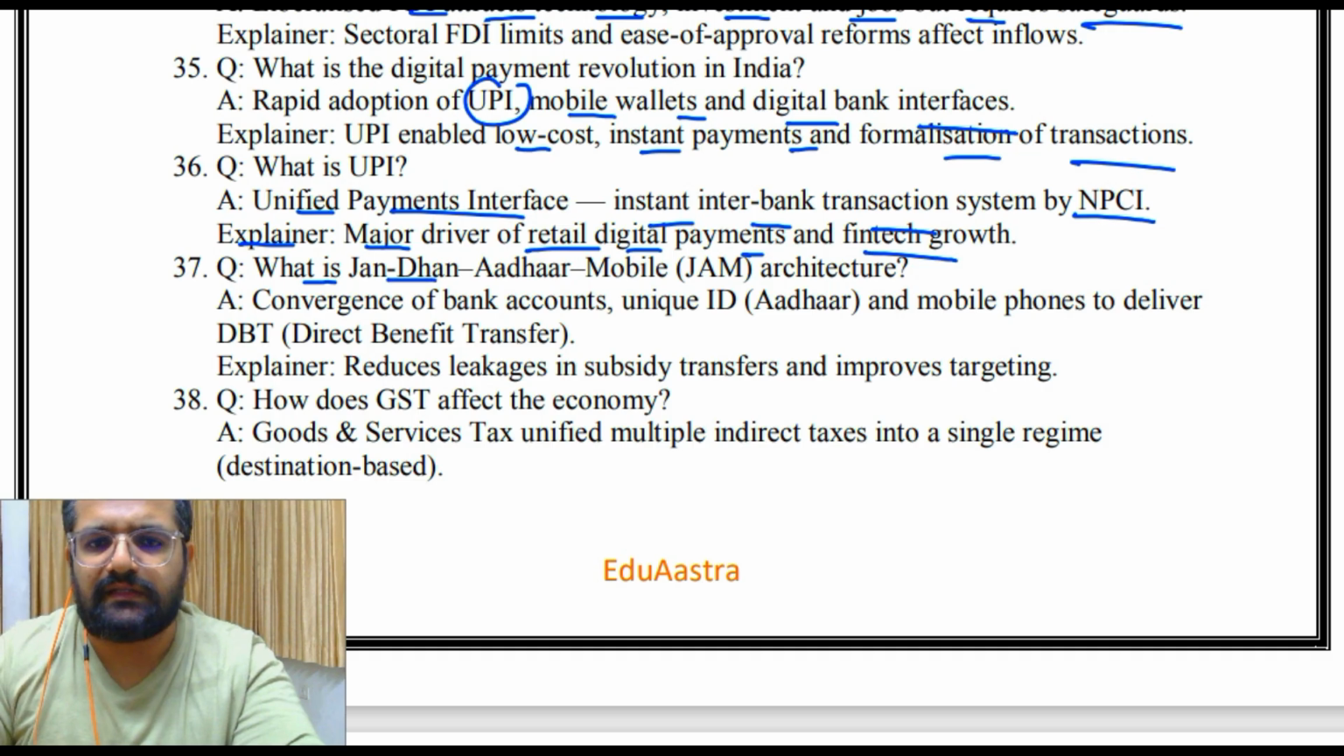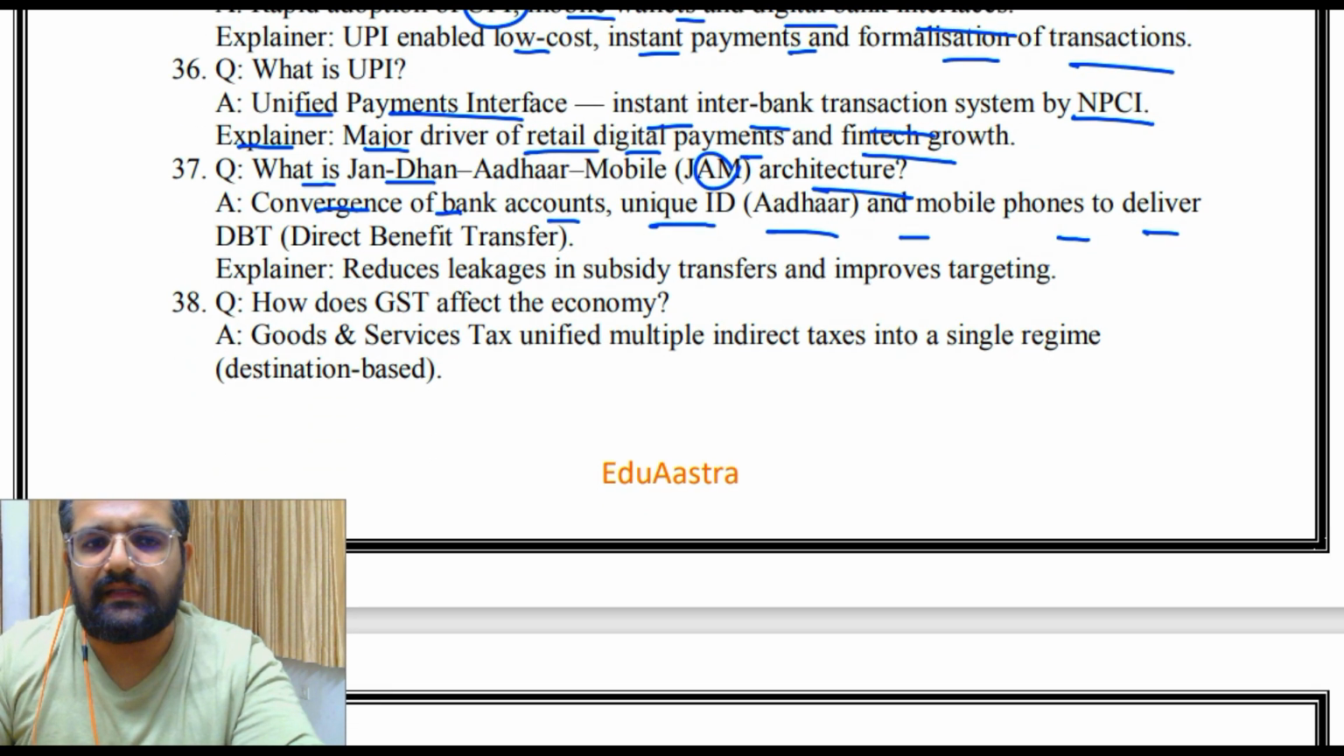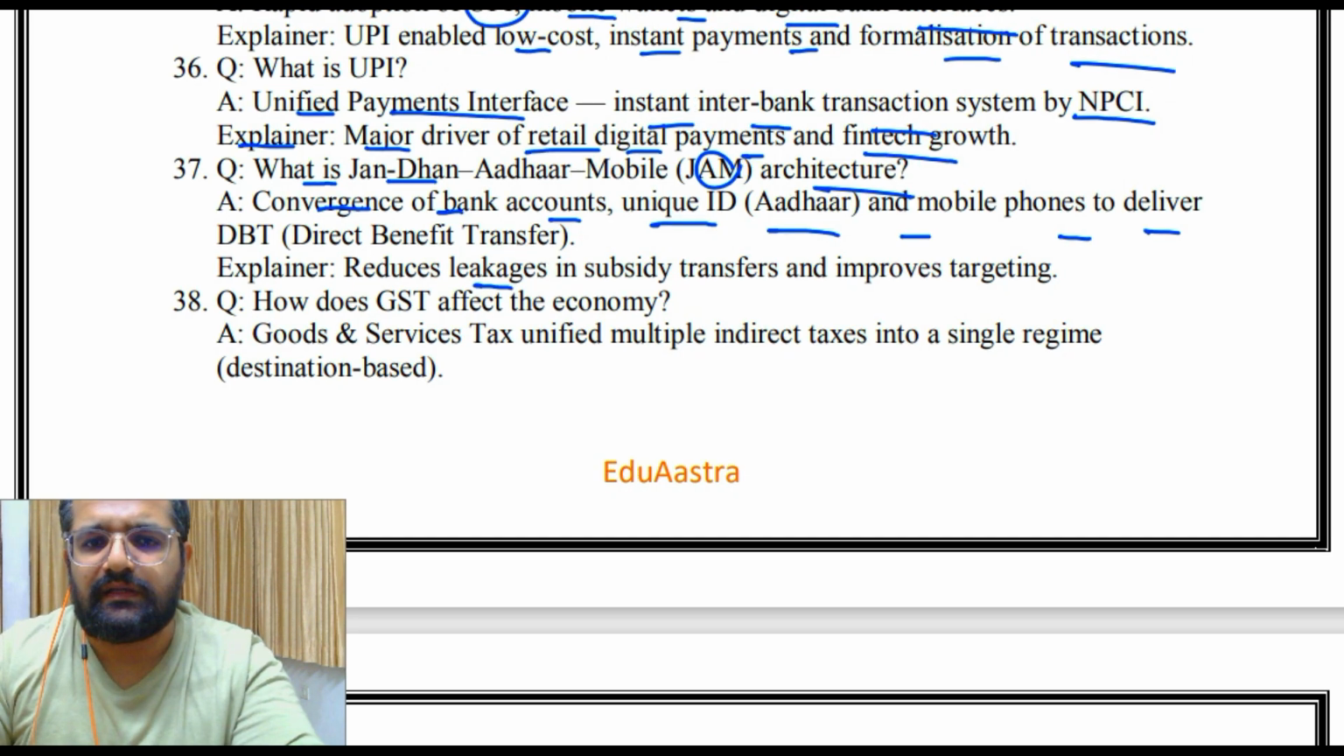What is the Jan Dhan Aadhaar Mobile, JAM, architecture? A convergence of bank accounts, unique ID, Aadhaar, and mobile phones to deliver DBT, that is direct benefit transfer, reduce leakage in subsidy transfers and improve targeting.